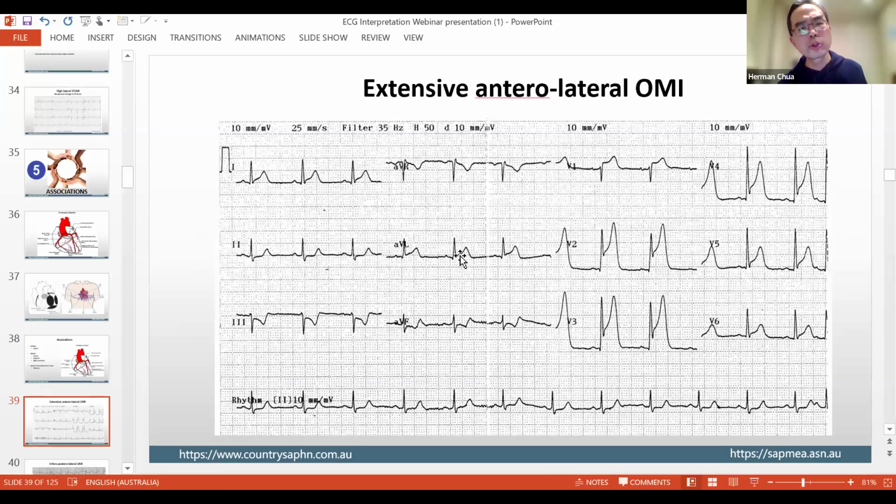Okay. Not a lot, 0.5 millimeter. So the high lateral wall is involved as well, because I know they are friends with anterior, okay? So this is anterolateral myocardial infarction, okay? And notice the reciprocal change that you see here in 3 and AVF, yeah? Reciprocal to what? Reciprocal to 1 and AVL, okay?